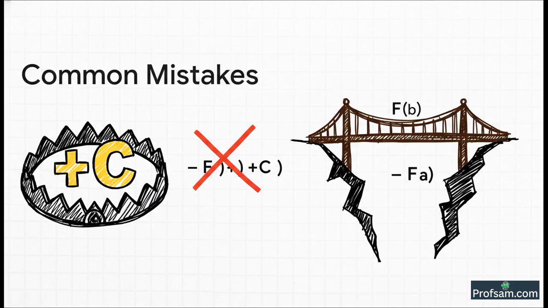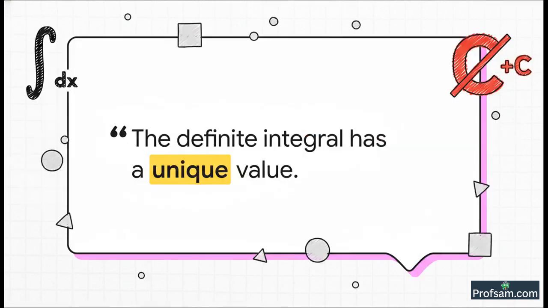The second trap is even more common, and that's forgetting to subtract. It's so easy to calculate f of b and feel like you're done. But remember, the formula is a difference. F of b minus f of a. You always have to do that final subtraction. And hey, don't just take my word for it. Your own NCERT textbook makes this crystal clear. It literally says the definite integral has a unique value. That's the main idea. Not a function, not a bunch of possibilities, but one unique number. So the next time you feel like writing plus C, just remember this line.